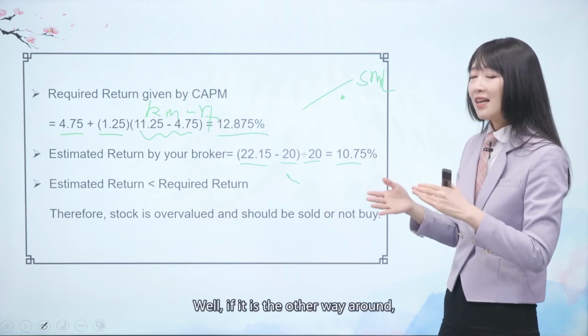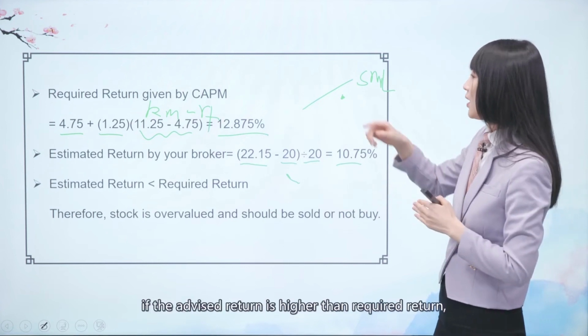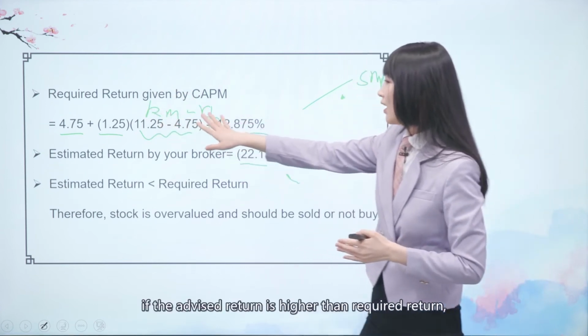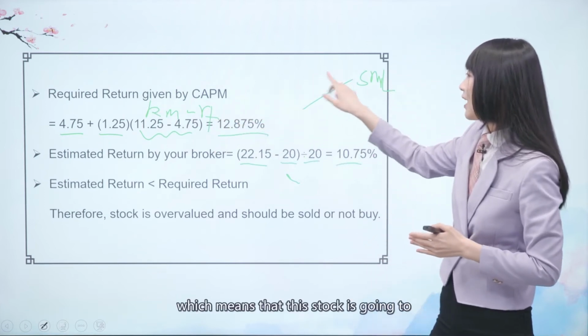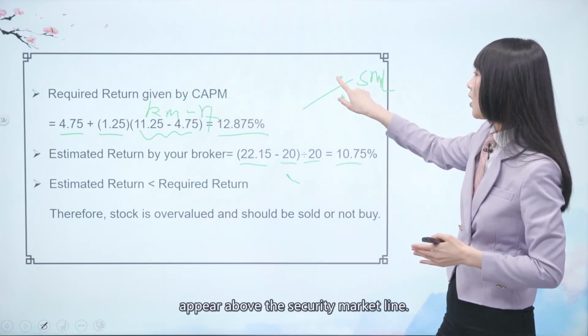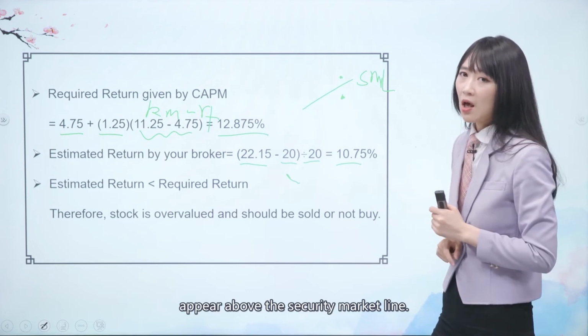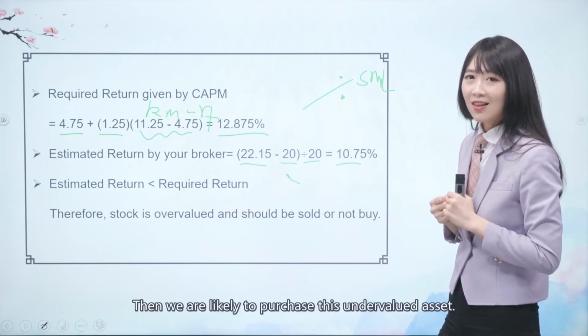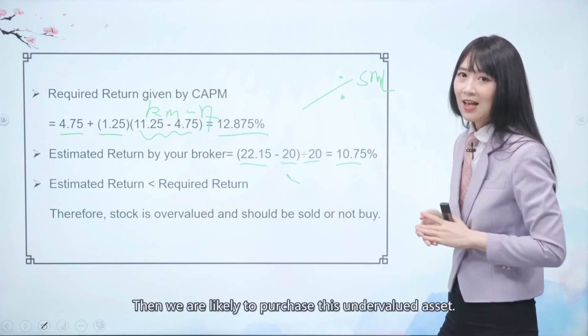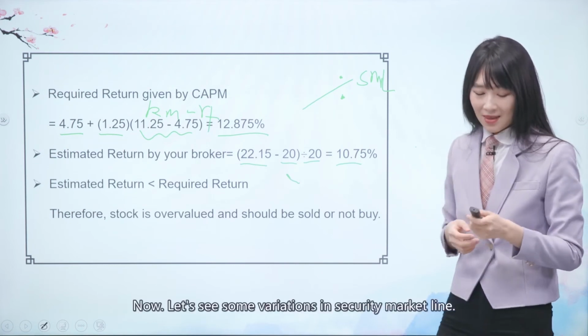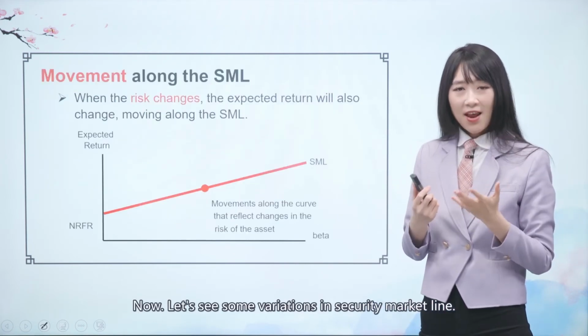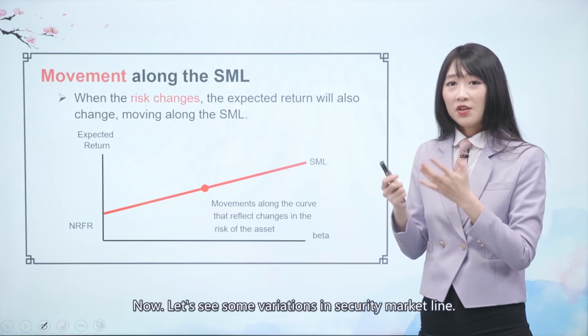Well, if it's the other way around, if the advised return is higher than the required return, which means that the stock is going to appear above the security market line, then we are likely to purchase this undervalued asset. Now, let's see some variations in the security market line.